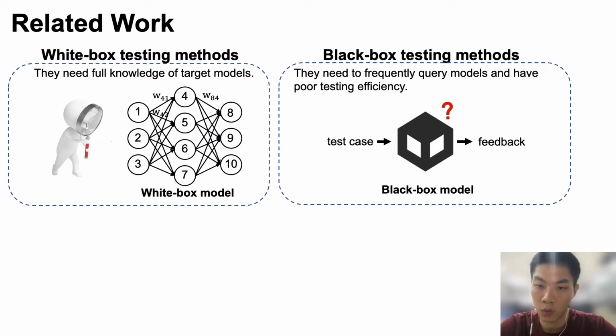We survey related works on this topic and find various testing methods have been proposed. Existing testing methods can be categorized into white box testing methods and black box testing methods. For white box testing methods, although they can effectively identify defects for CNNs, they often require prior inner knowledge of target models, such as model structures and model parameters. This is impractical in scenarios where model inner knowledge is inaccessible.